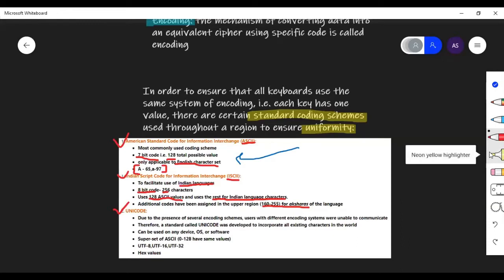And that's why Unicode was created, so that it could incorporate all the characters around the world. Basically, it incorporates all the encoding schemes that have been created to date. So it can be used on any device, operating system, or software. Most of the software these days is based on Unicode. And it's a superset of ASCII again. And the first 128 values have the same characters as ASCII.